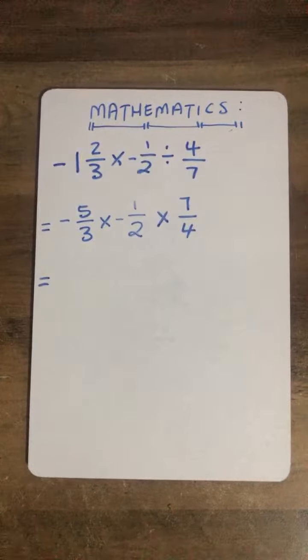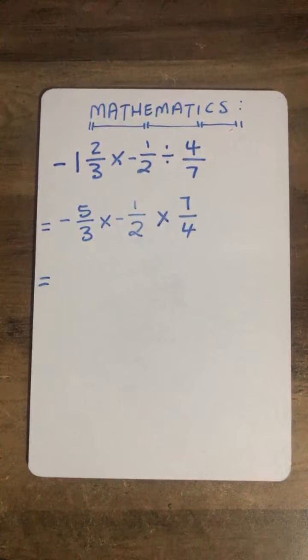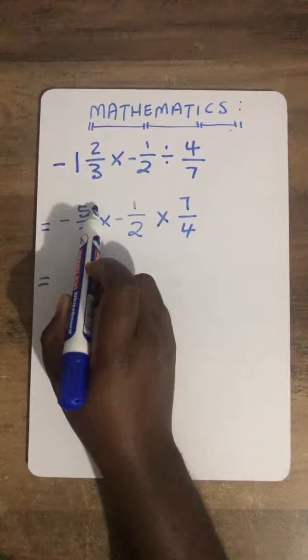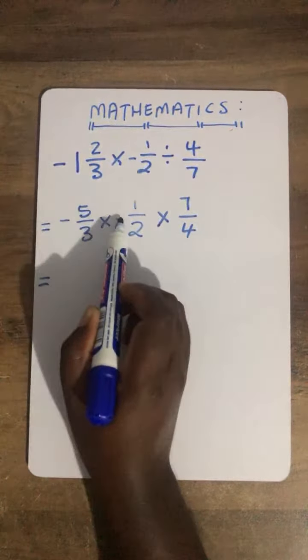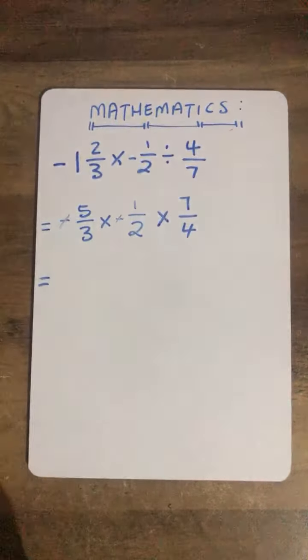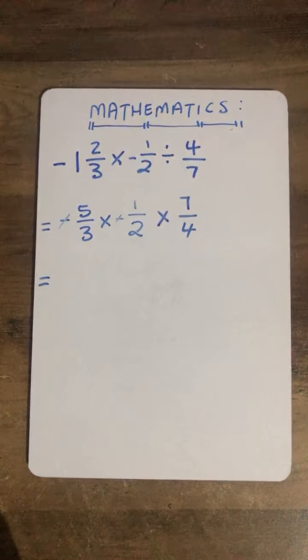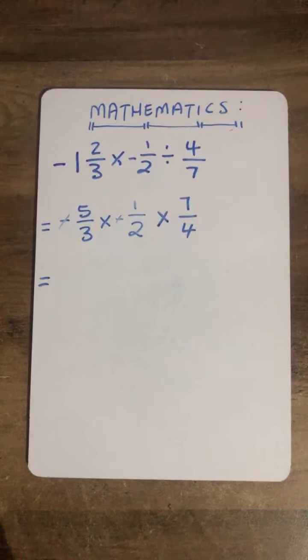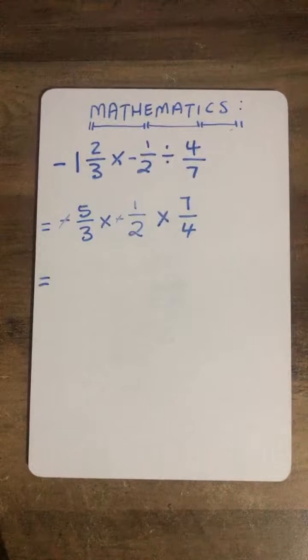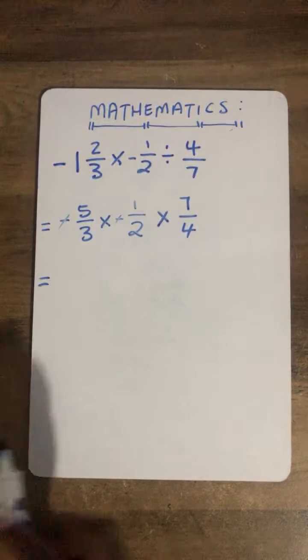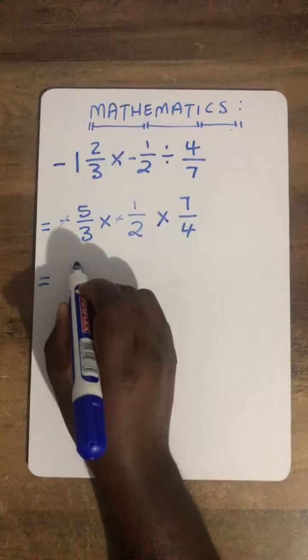Okay, so now let's continue, honorable members. This one is easier. Everything at the top is multiplying. But you see, you have negative times negative. They cancel each other out. They make a positive. So now it's like you have 5 times 1 times 7. What is that? Is it not 35? I think it's 35.